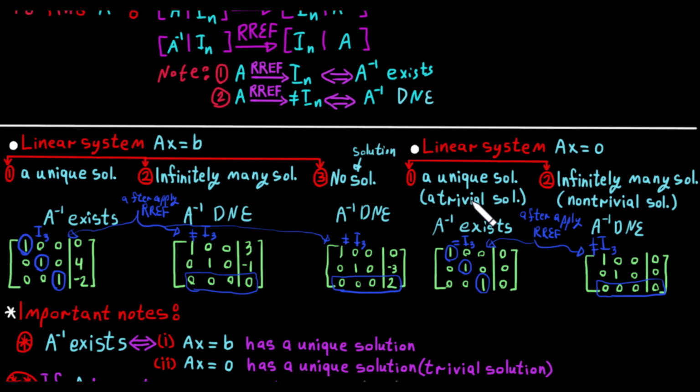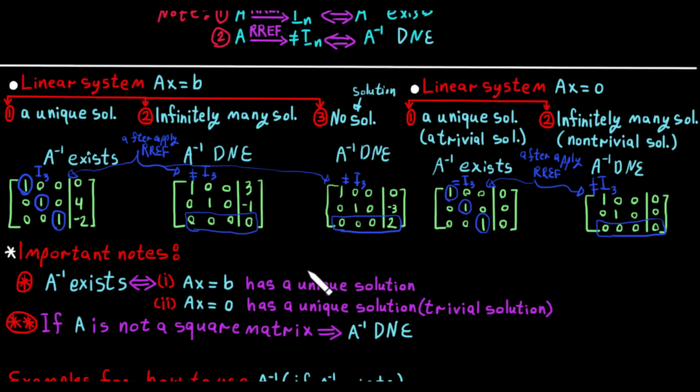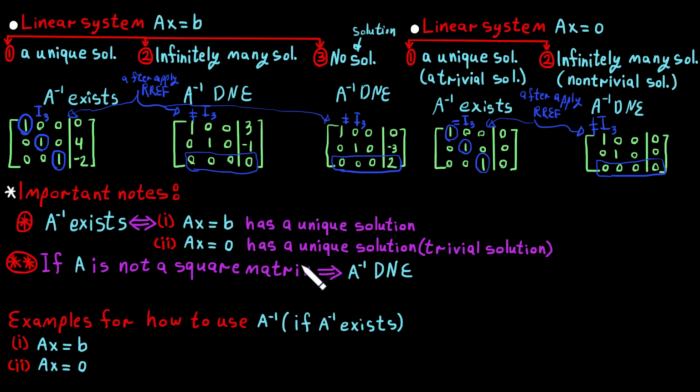Just to remind you, as before, a unique solution is called a trivial solution. They prefer to say a trivial solution rather than a unique solution if AX equal to 0. They like to call it a non-trivial solution rather than infinitely many solutions if they have AX equal to 0. So that's it here. Now let's go a little bit down. So here the second important note: if A is not a square matrix, then A inverse does not exist.